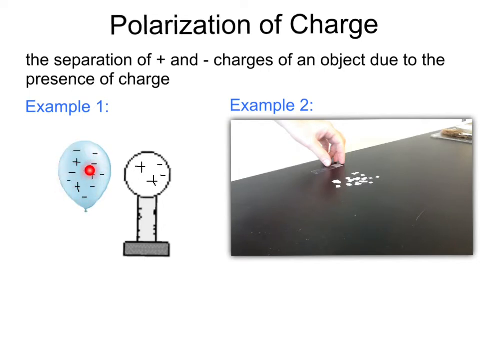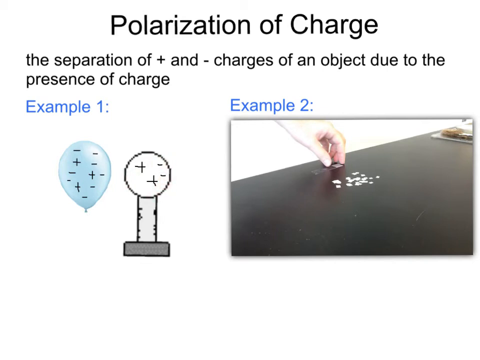Here I brought a negative balloon near this metal sphere, and now you can see that the negative charges on the sphere have moved away from the negative charges in the balloon. We would now say that the metal sphere is polarized. Notice it's still neutral, it has 2 positives and 2 negatives, but these charges are separated. So this side is slightly more positive and this side is slightly more negative.